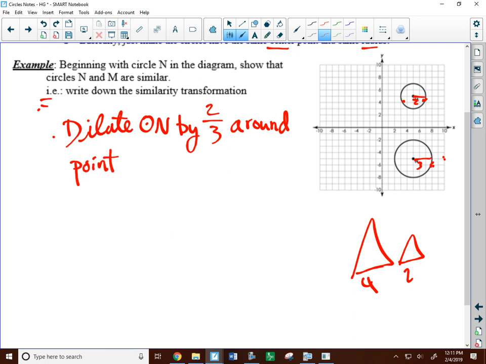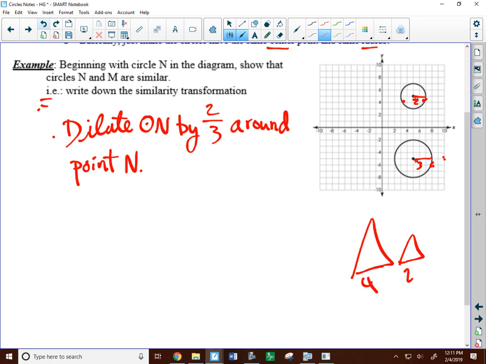Okay. Now actually, I could choose any point. I could choose the origin, and it would get smaller. It'd be 2/3 as far away. It'd be there. Or I could choose up here, and maybe the circle would be here. So I can choose any point, but the easiest one is just going to be around the center. So I think that's M.